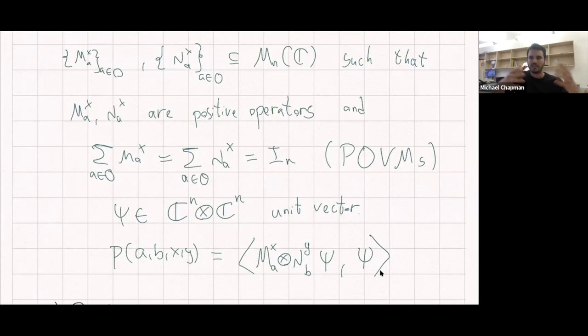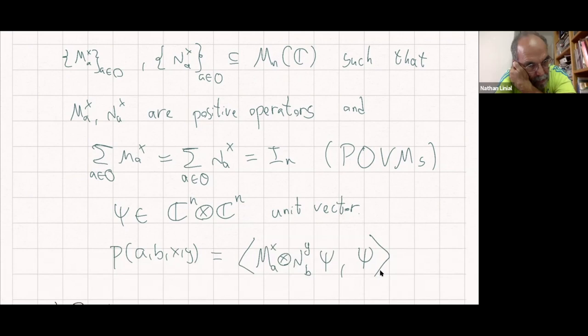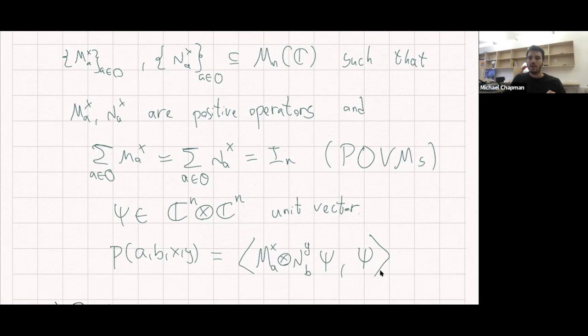This is an inner product of the image of psi under a positive operator with psi itself. So by the positivity of the operator, this is some non-negative real number, so this is greater or equal to zero. And if you sum all of these things up, where the sum goes over all A's and B's, because of this condition, you will just get the inner product of psi with itself, which is one, because this is a unit vector. So this is actually a conditional probability distribution whenever you fix X and Y.